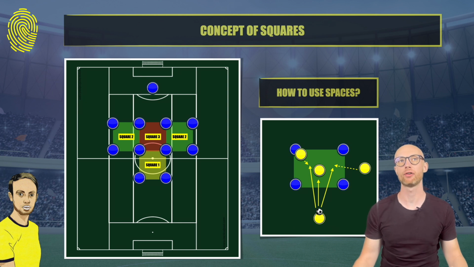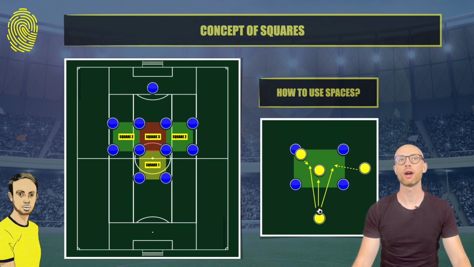I particularly like to use the 1-4-4-2 system because its structure allows for the identification of 3 horizontal lines and 4 vertical lines. These lines create an opportunity to identify 4 squares, which I use to illustrate to players the spaces within the opponent's structure.